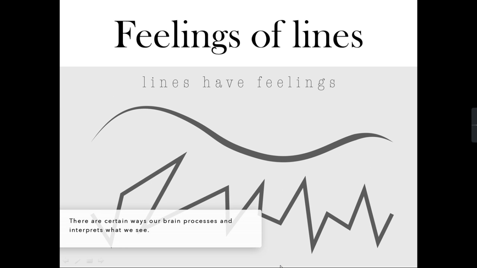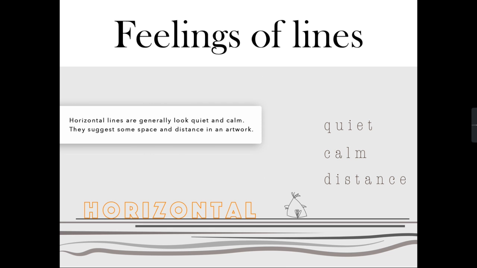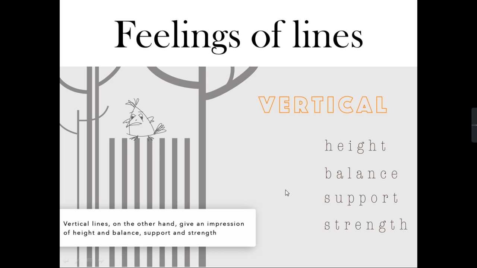Lines have feelings. There are certain ways our brain processes and interprets what we see. For example, horizontal lines generally look quiet and calm. They suggest some space and distance in our artwork. And the vertical lines, on the other hand, give an impression of height and balance, support and strength. For example, the trees. You feel that the tree is strong and balanced.